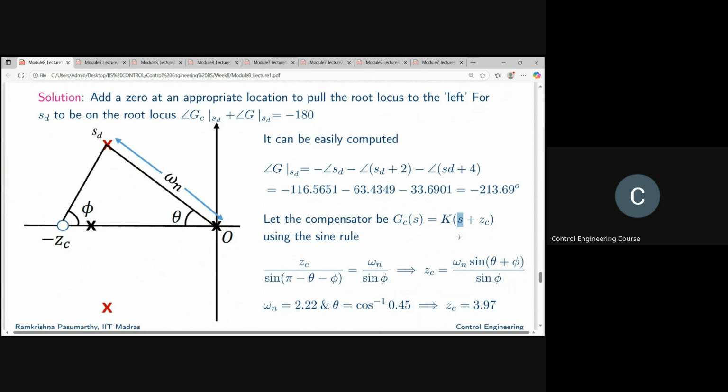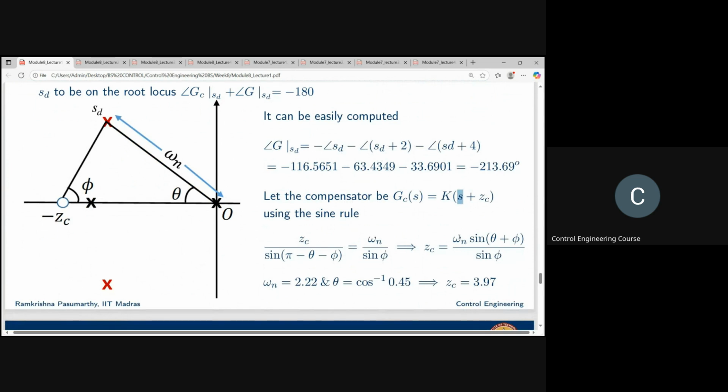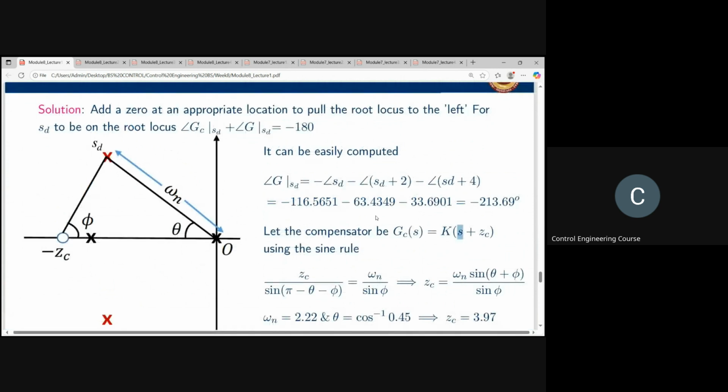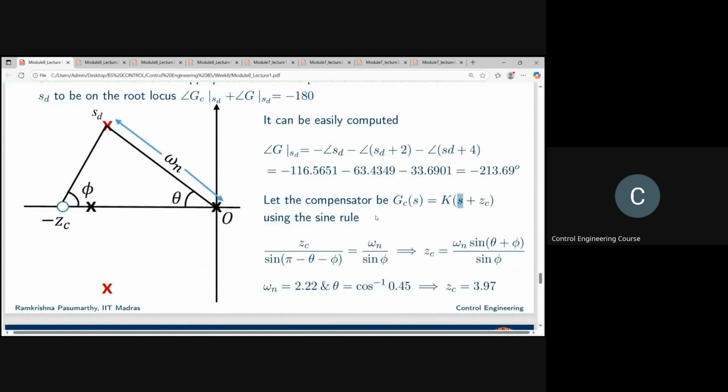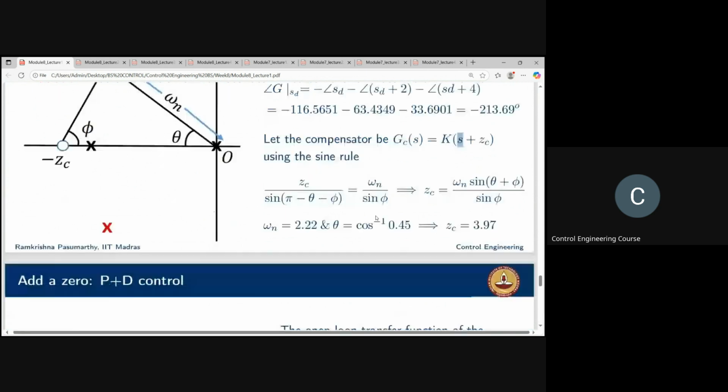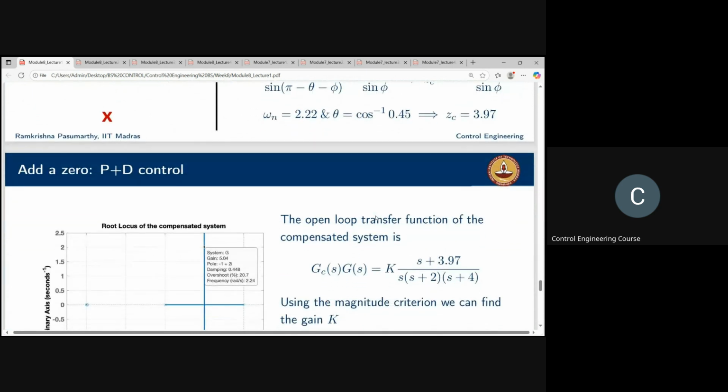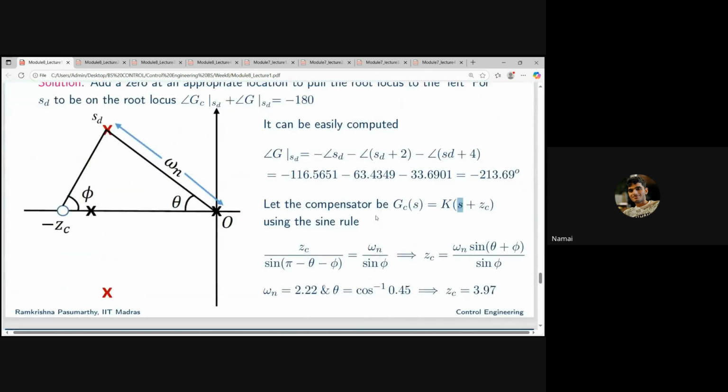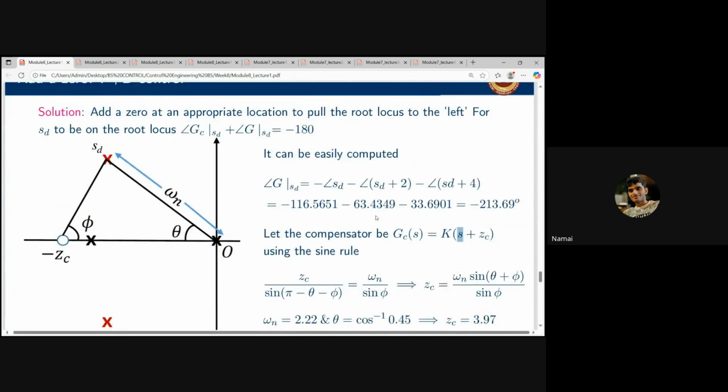Okay, I see some thumbs up. They are just complicating the notation using theta and phi, but there is a philosophy. Don't get bothered about it too much. This is the basic principle. When you add a zero, it contributes a positive factor to the angle, and that's why it's a lead compensator, because it will add an angle.